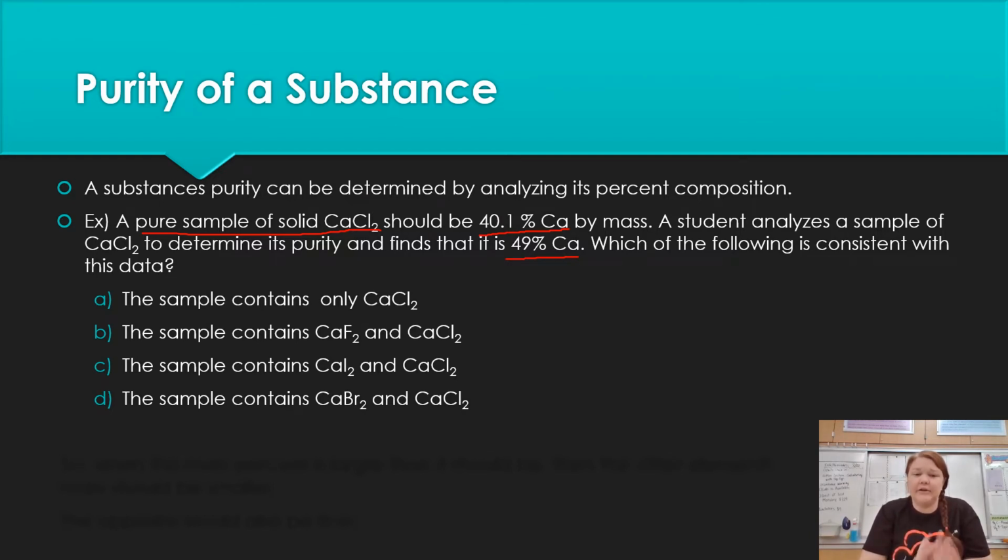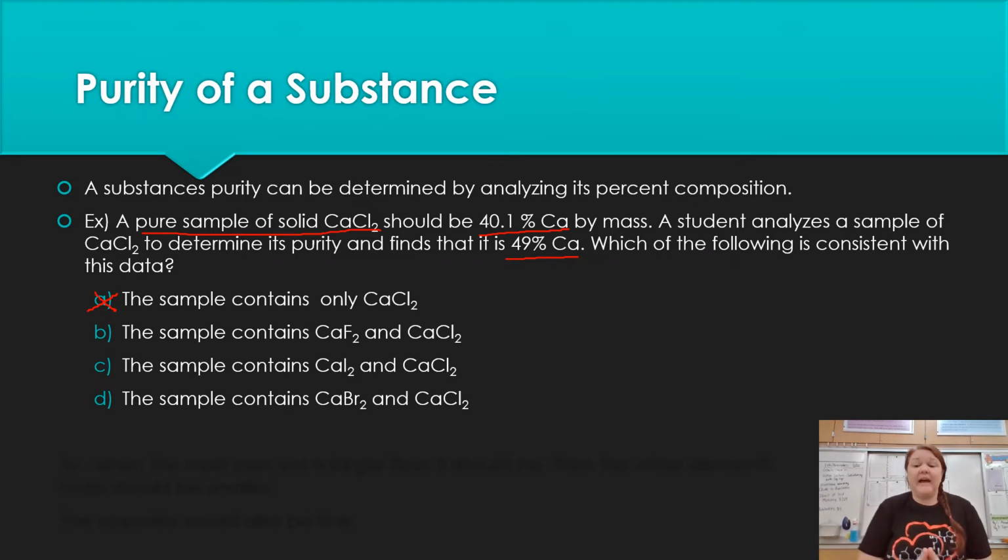So which of the following is consistent with this data? Let's take a look at our options here and what's going on. We have that the sample contains only calcium chloride. If that was true, then these two values for calcium should match, right? So we can go ahead and eliminate that answer. We always want to try and eliminate answers in a multiple choice question to narrow down our options and reduce our chances of getting it wrong as well.